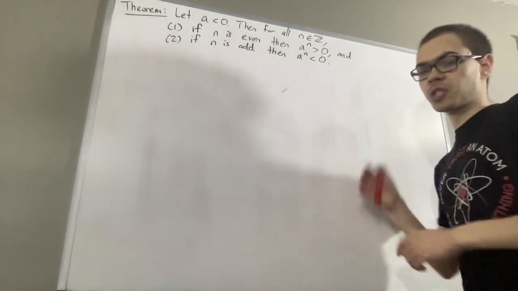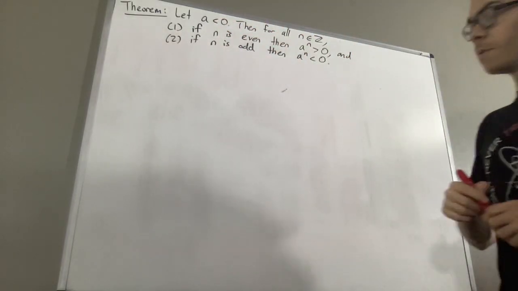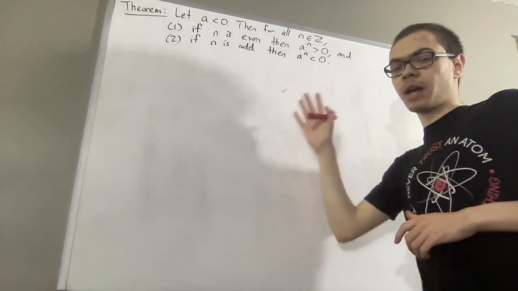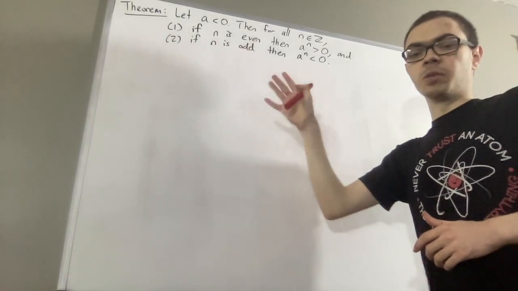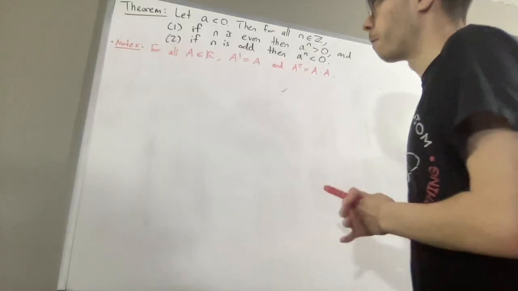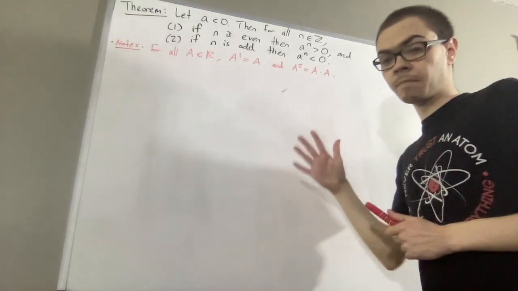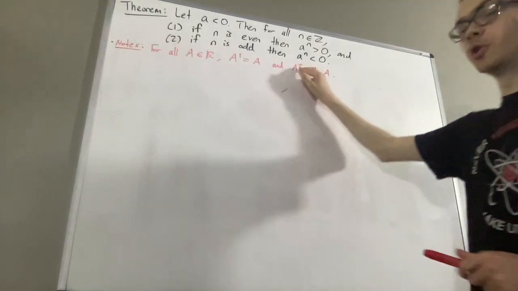Now let's first remind ourselves of some things before we get into proving this. First of all, we know for every real number a to the power of 1 is equal to a. For every real number a to the power of 2 is equal to a times a. And also, for every non-zero real number a times a is greater than 0. Or in other words, a to the power of 2 is greater than 0.